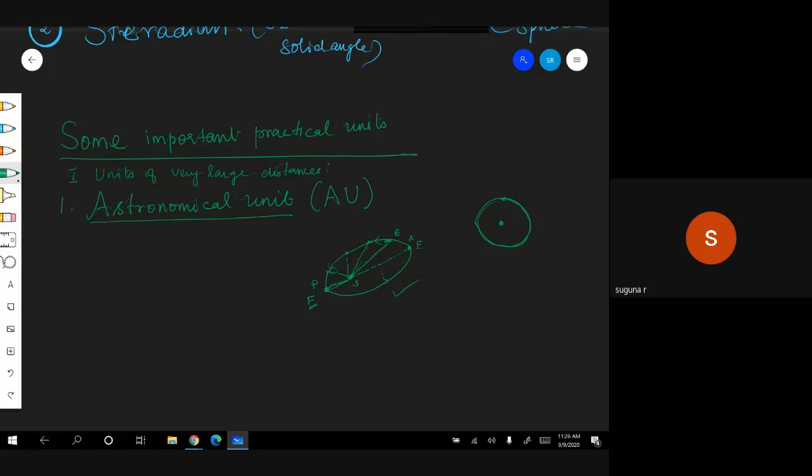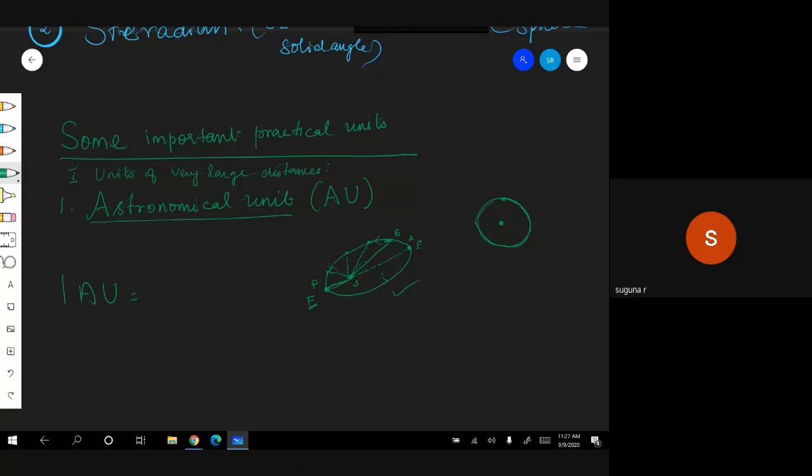That is why average is very important. Saying it is the distance between the center of the sun and the center of the Earth is wrong, because it is varying every time. So you have to take the average distance between the center of the sun and the center of the Earth, which is called 1 astronomical unit. Are you following, children? Is it clear? Therefore, that is 1 astronomical unit.